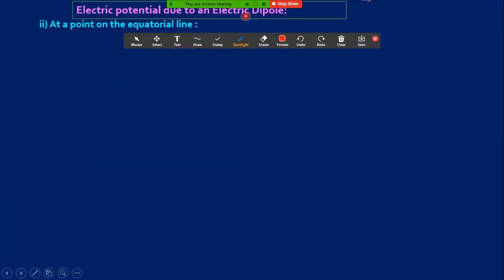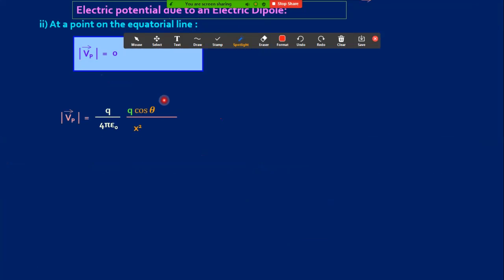Electric potential due to electric dipole at a point on the equatorial line. Boys, I am now discussing some special cases for the determination of electric potential due to electric dipole. At first, at a point on the equatorial line, Vp will be 0, and at any point in an electric field, Vp will be Q divided by 4 pi epsilon naught, P cos theta over x square.